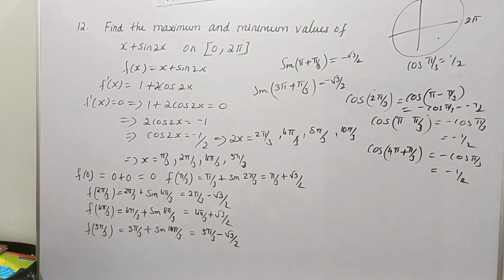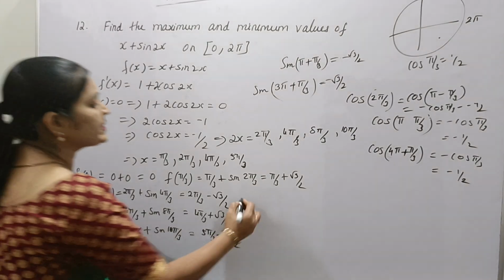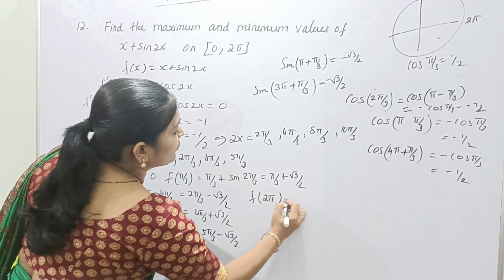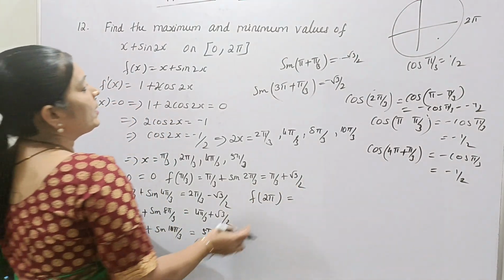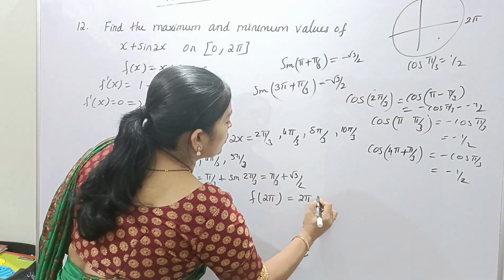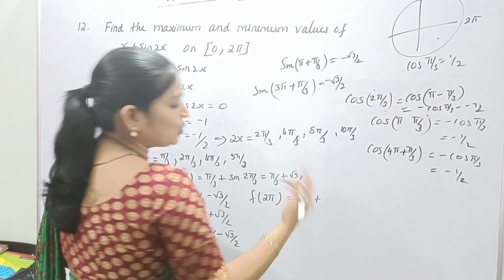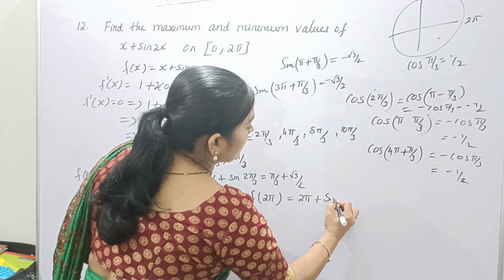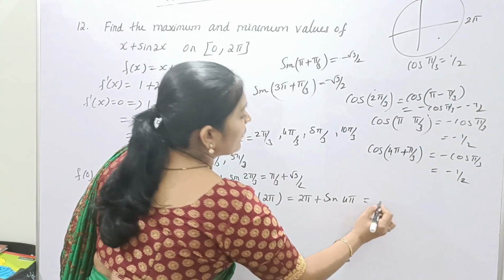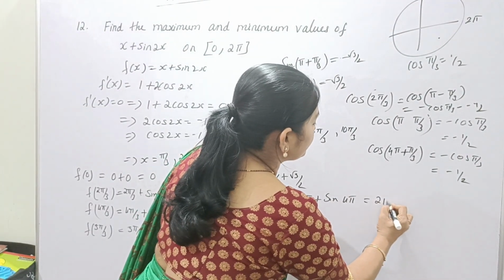Then after that, the last point, that is 2 pi. So what is f of 2 pi? f of 2 pi is 2 pi plus sine 2 into 2 pi, that is sine 4 pi. We know that sine n pi is 0, therefore its value is 2 pi.